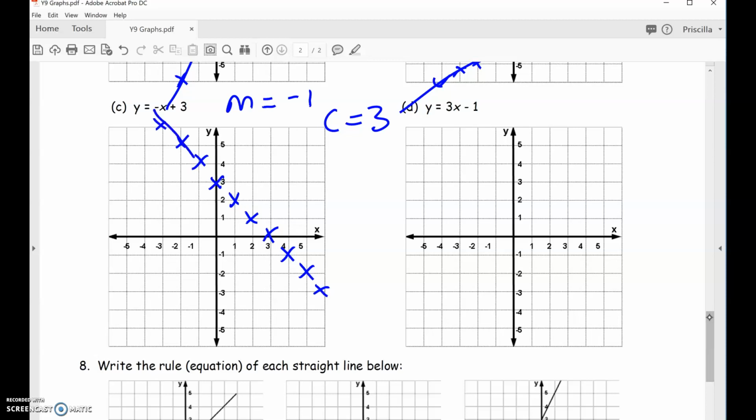So my line's going to look like that, but I check it. So let's take, for example, when x is 3, -3 plus 3 is 0. That worked. I'm happy I got that correct.